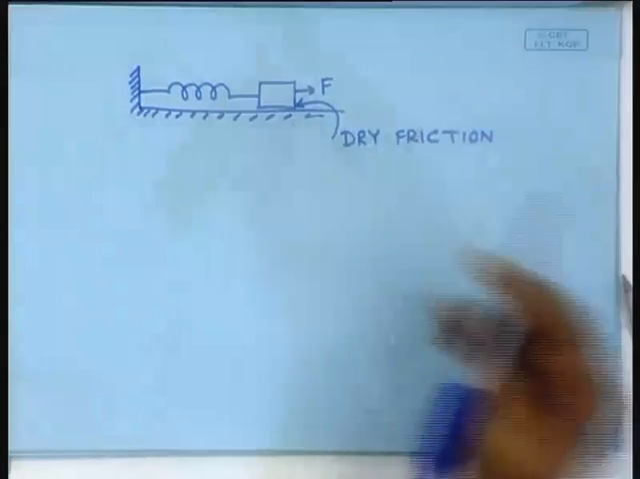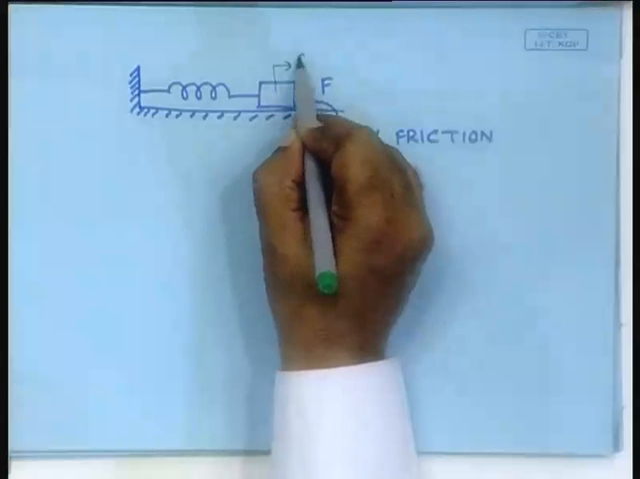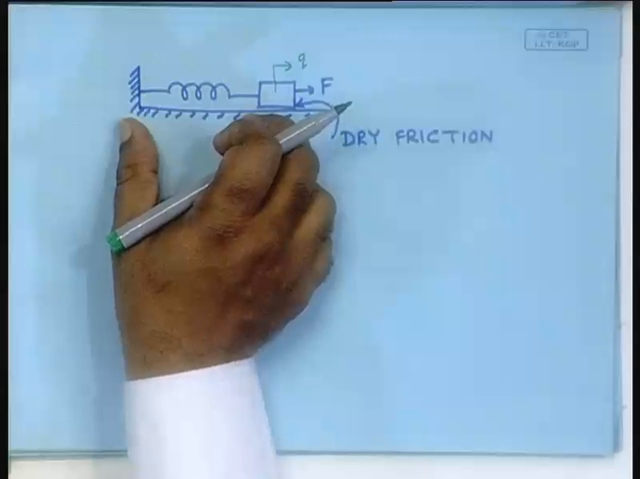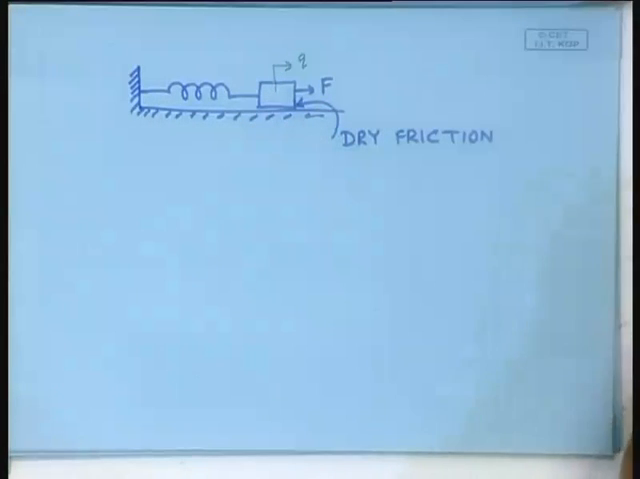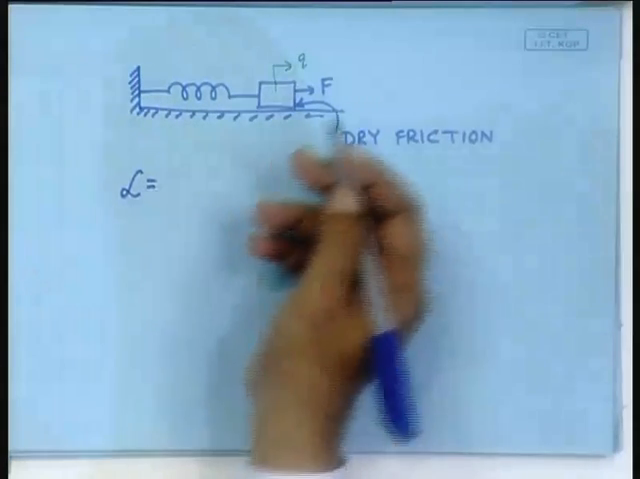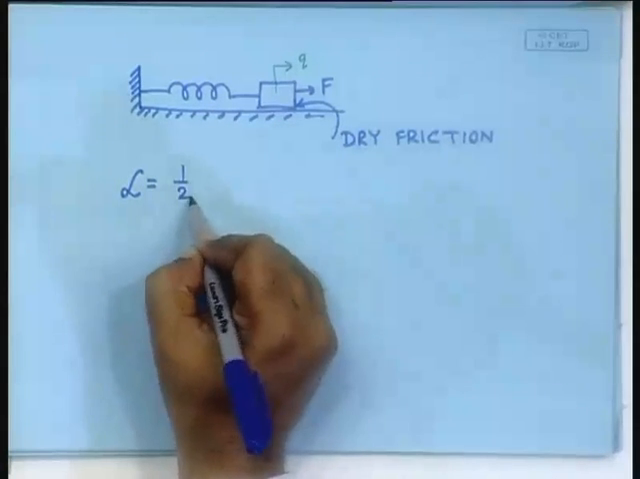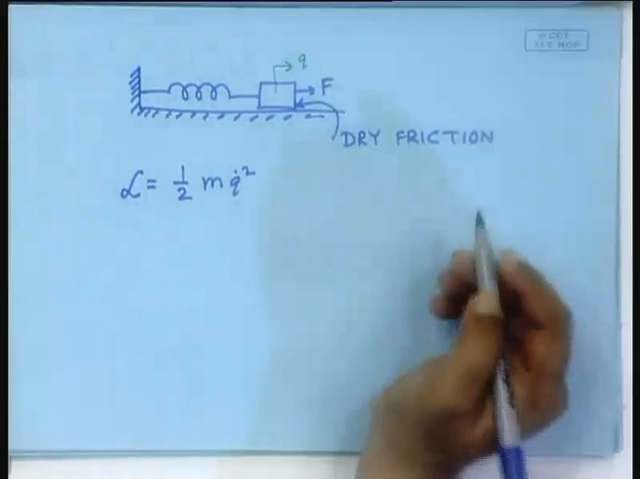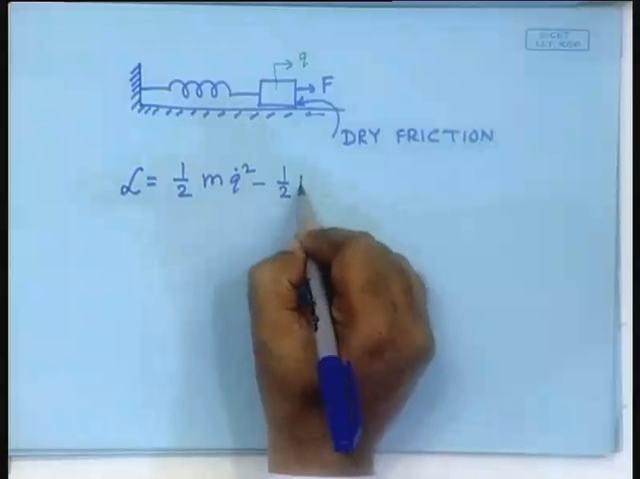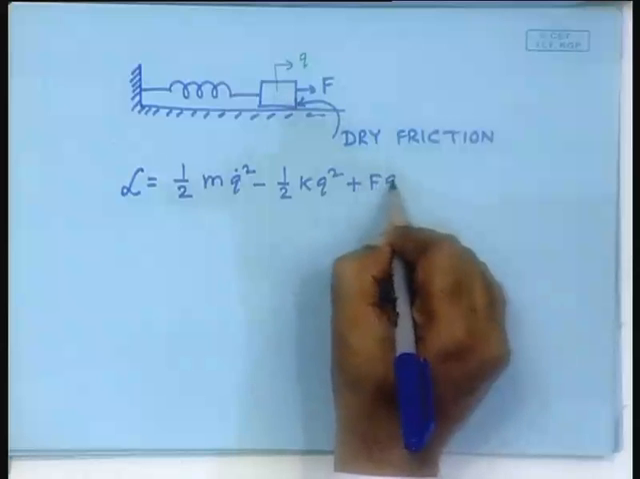Again, in this case, the convenient definition of the state variable would be q, where q is measured from the unstretched position of the spring. That will be convenient. Once we do that, we can directly write the Lagrangian, because we have already written that once. It will be half m q dot square minus half k q square plus F q.